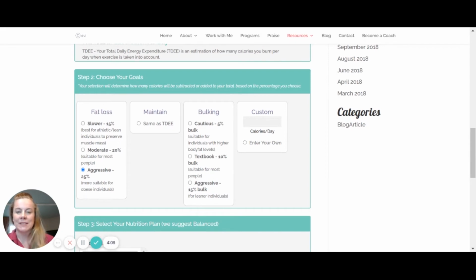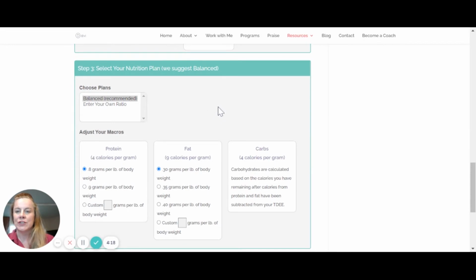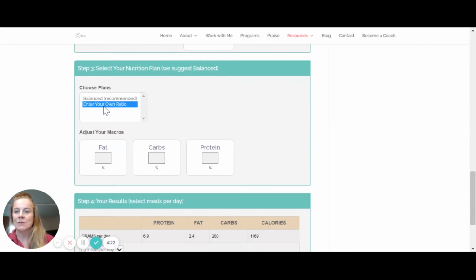Will optimize muscle building without too much fat tissue gain. You can also choose your own custom calories if you know what they are. Now you can choose your nutrition plan in step 3. We would recommend going with balanced.